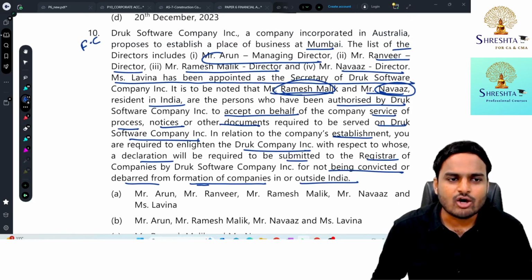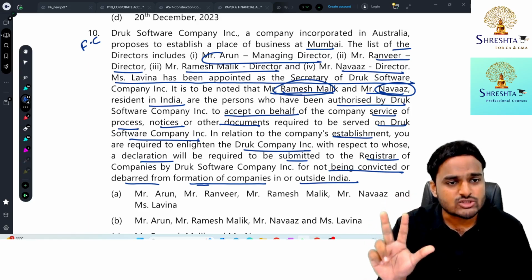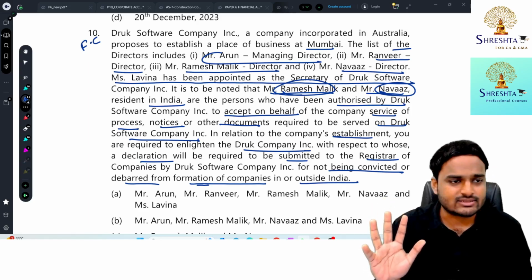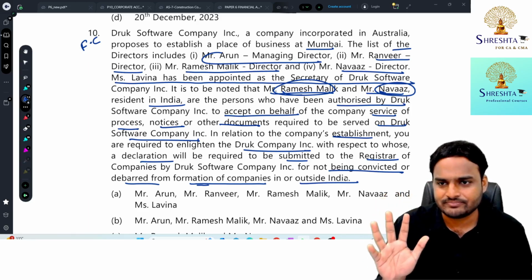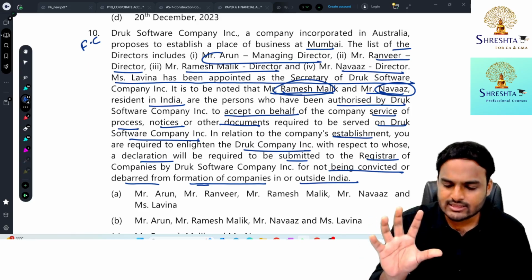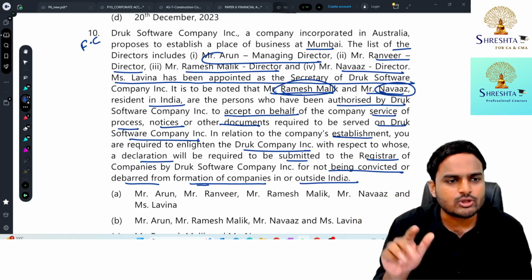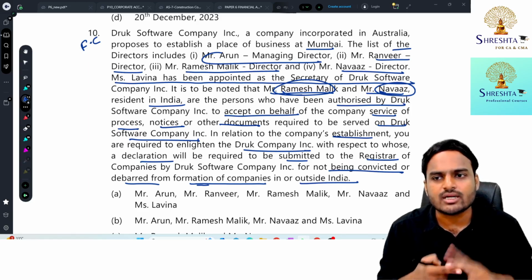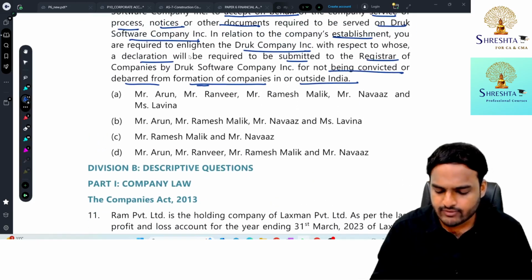Now, how many parties do we have in total? Here we have 5 parties: Arun, Ranveer, Ramesh Malik, Nawaz, and Lavina. Lavina is not a director, and Lavina is also not an authorized signatory. Lavina is just a secretary. What I told you: directors and authorized representatives. So, except Lavina, all other people should file a declaration with ROC. That means Arun, Ranveer, Ramesh, Nawaz. So choose the correct option. Arun, Ranveer, Ramesh, Nawaz. What is the correct option?